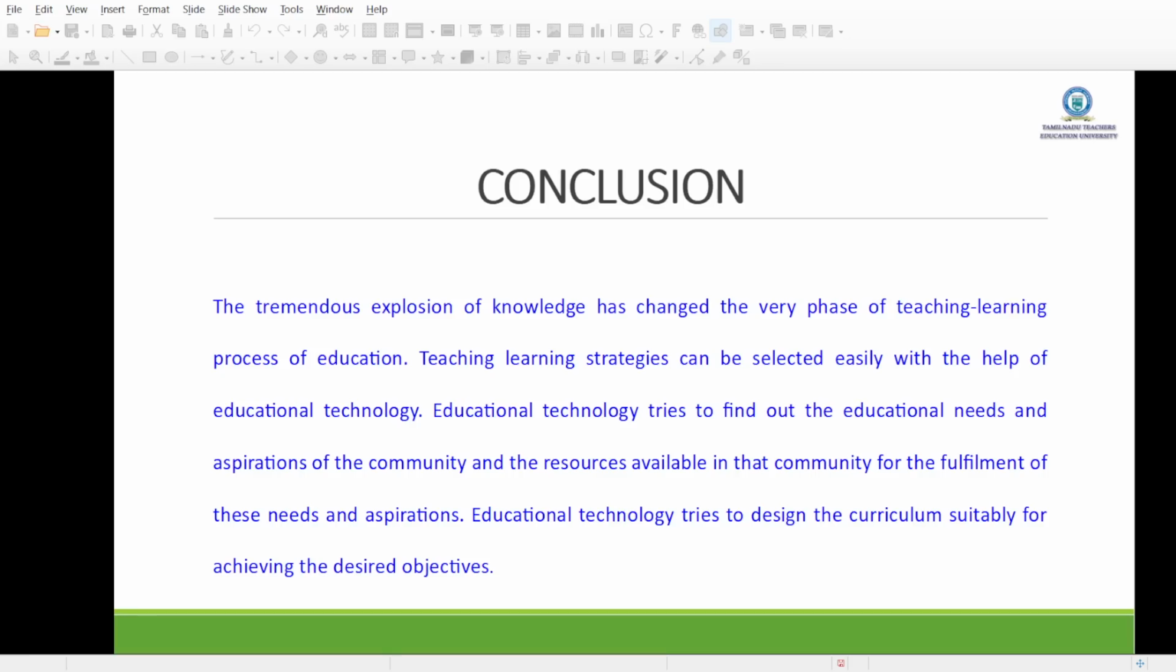And we come to the conclusion of this unit, basics of education technology. That is, a tremendous explosion of knowledge has changed the very face of the teaching learning process of education. Teaching learning strategies can be selected easily with the help of education technology. Education technology tries to find out the educational needs and aspirations of the community and the resources available in that community for the fulfillment of these needs and aspirations. Education technology tries to design the curriculum suitably for achieving the desired objectives.